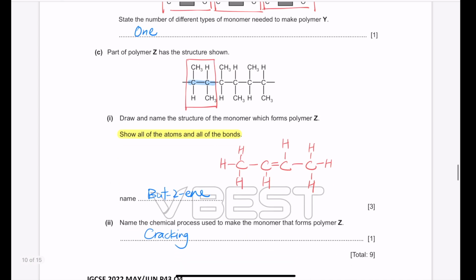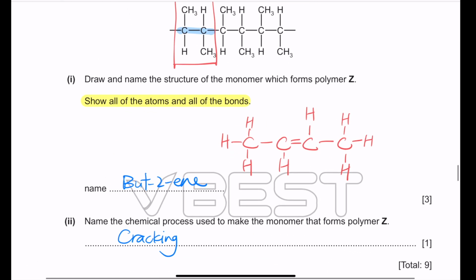Okay, and then what is the chemical process that is used to make the monomers that form Z? What is the process that will produce alkene? So alkene is formed from the cracking of alkane.